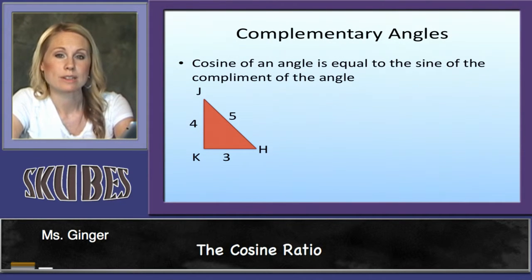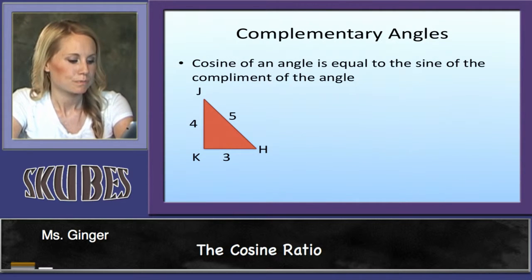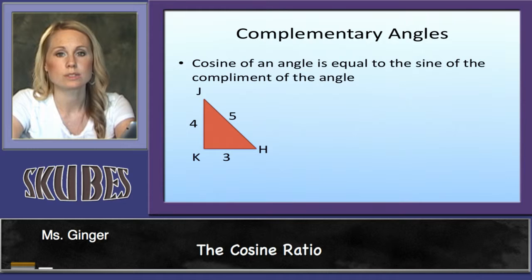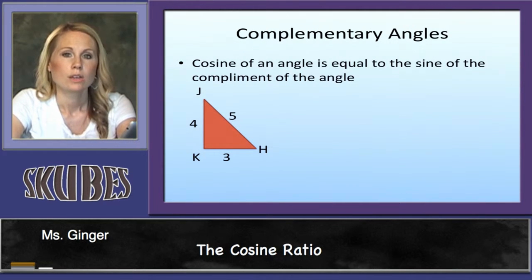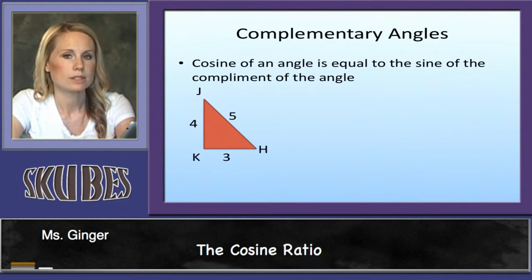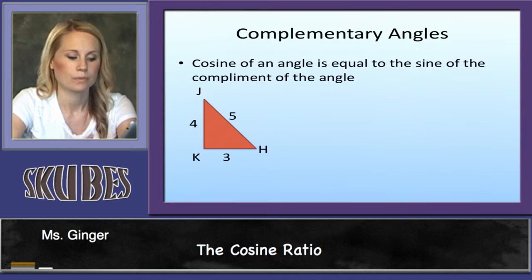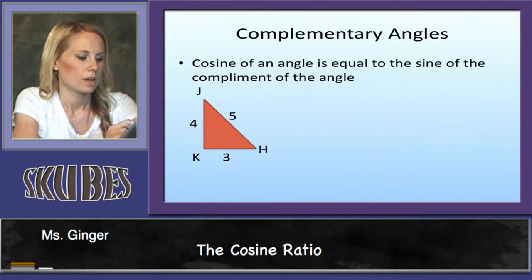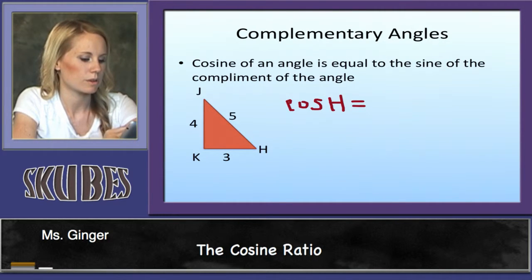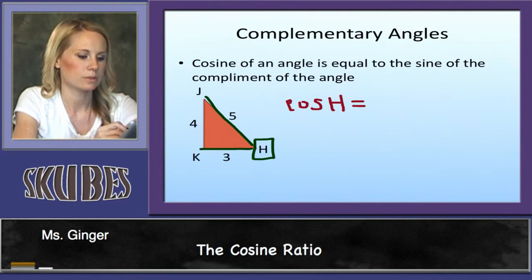Now another neat thing that I want to tell you about involving cosine is that the cosine of an angle is equal to the sine of the complement of that angle. So cosine is adjacent over hypotenuse, we've talked about. Sine is opposite over hypotenuse. And the cosines and sines of complementary angles are equal. So I'm going to show you what that means here in this picture. Cosine of h, if we needed to find that, we would go over here, identify where h is at, find the adjacent over the hypotenuse. So we've got adjacent, hypotenuse, 3 over 5.